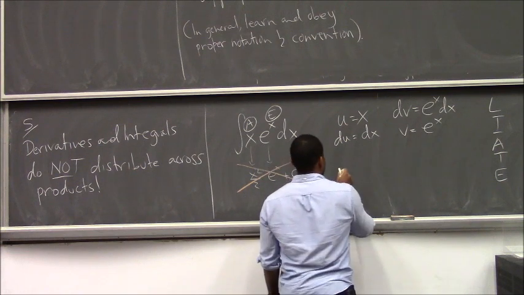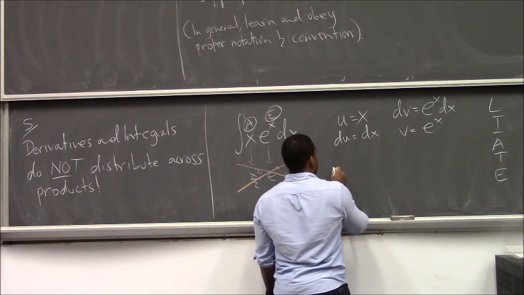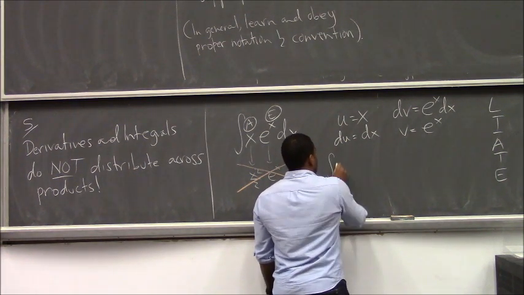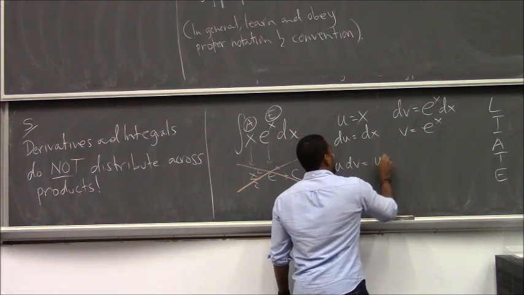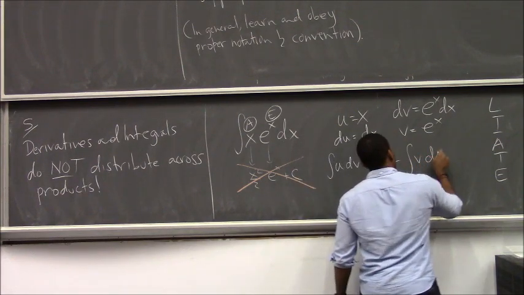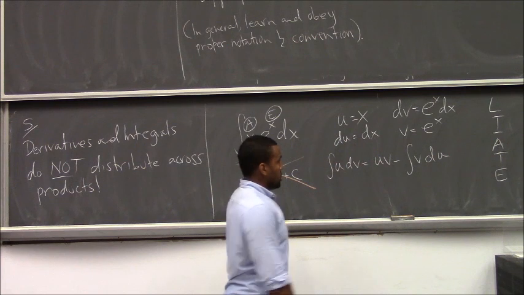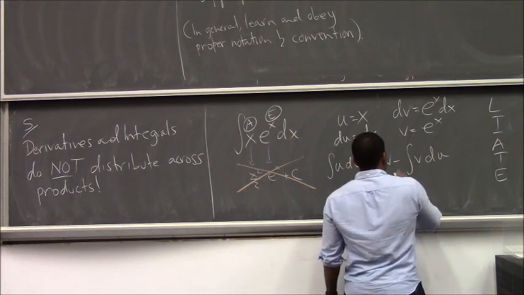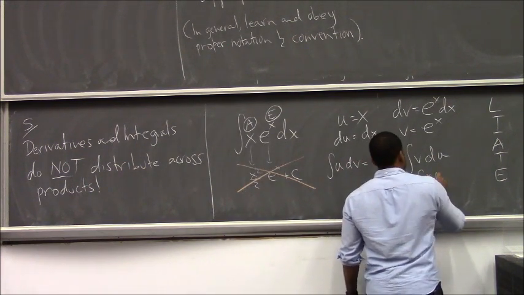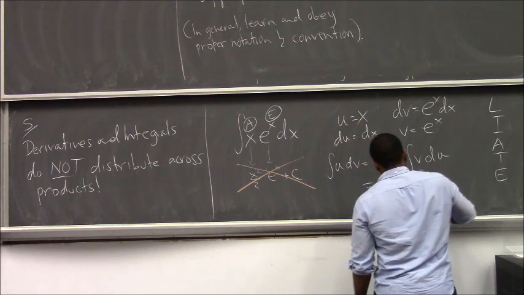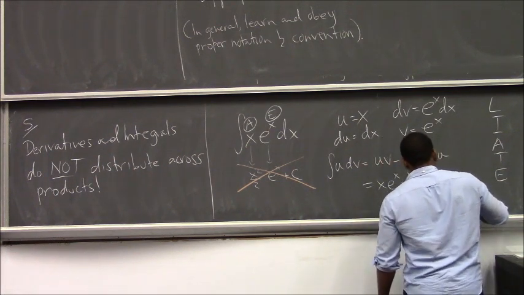Minus pdu. Right, so it's u dv is equal to uv minus the integral of v du, and you actually plug that in. So you would just actually have x e to the x minus the integral of e to the x dx, which will give you x e to the x minus e to the x plus c.